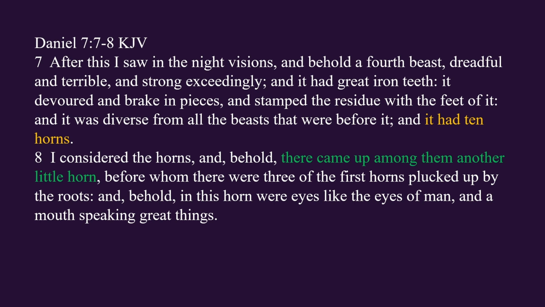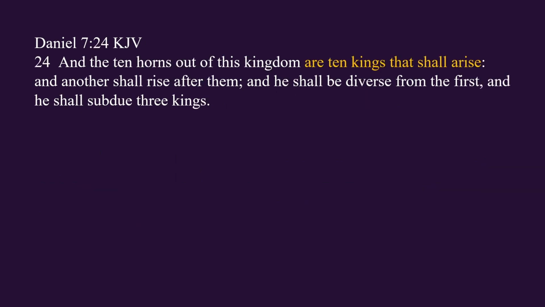So let's look at this a little closer. Daniel 7:24 says this, And the 10 horns out of this kingdom are 10 kings that shall arise. And another shall arise after them, talking about that little horn. And he shall be diverse from the first, and he shall subdue 3 kings, or pluck up 3 of these horns by the roots. We know that this little horn is just another form of symbolism of the beast of Revelation 13. They're one and the same.